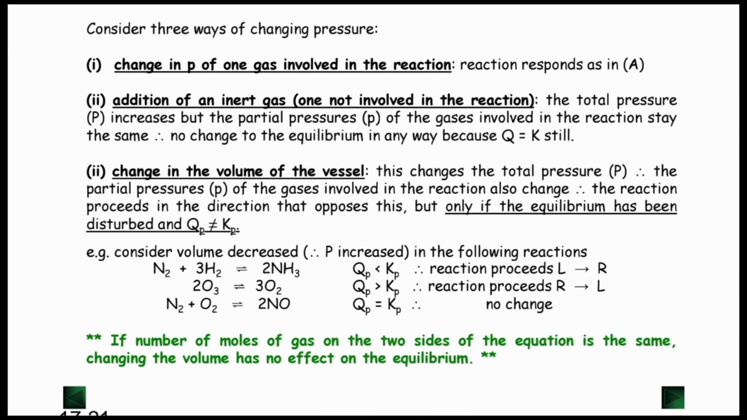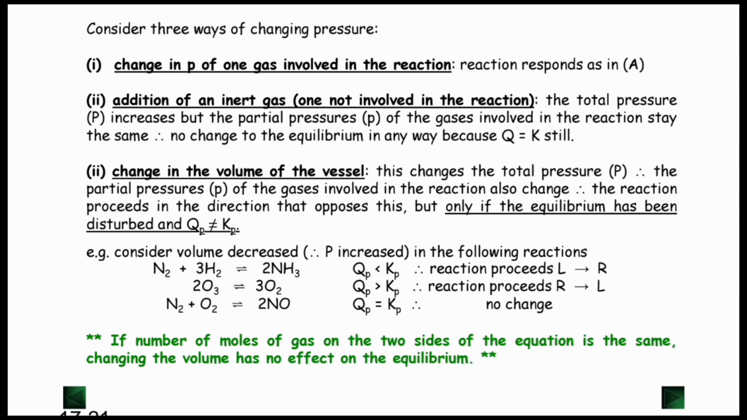Reactions here, you can see N2 plus 3H2, if pressure is increased in the following reactions, then you can say the reaction proceeds from left to right, okay. When pressure is increased, it moves towards the direction with the lesser number of moles. You can see here 4 moles of reactants, 2 moles of product, so the reaction will move towards the right side.